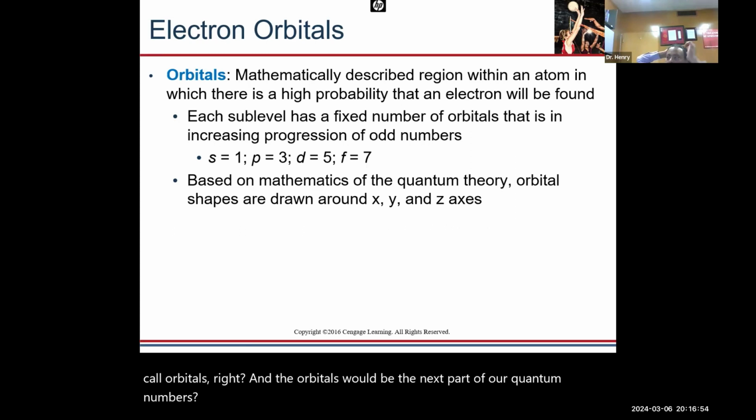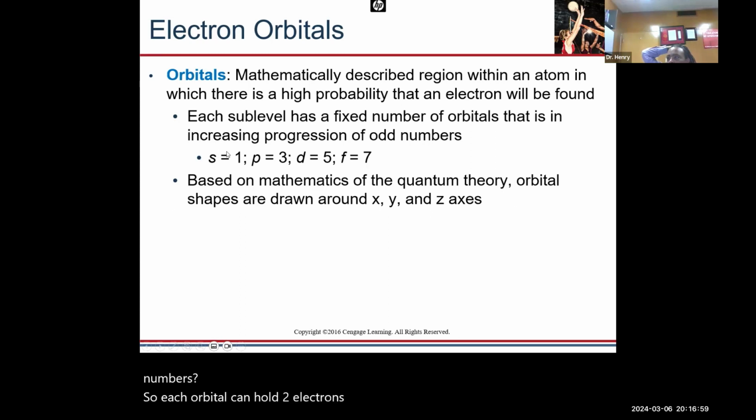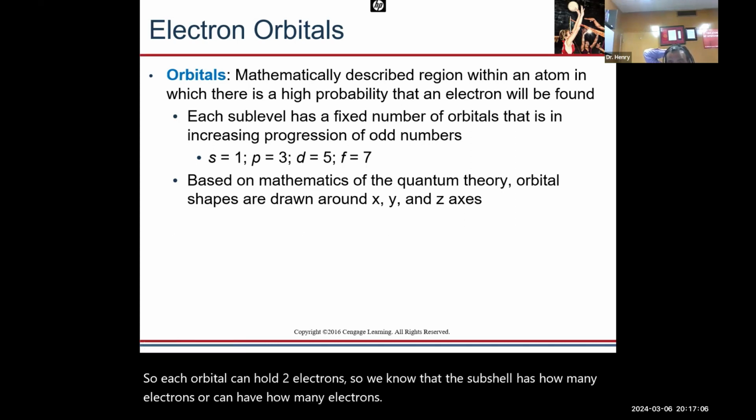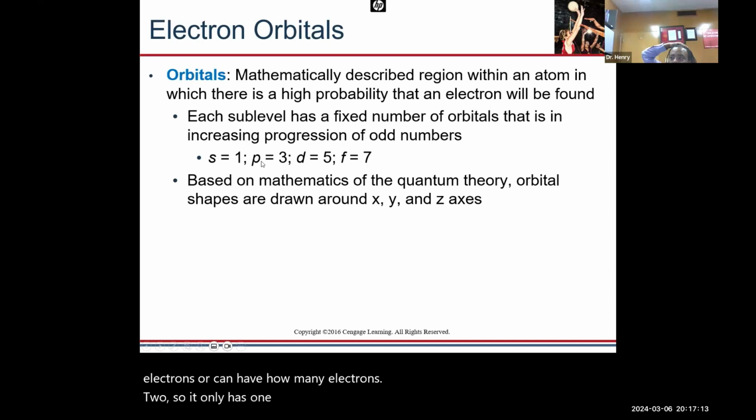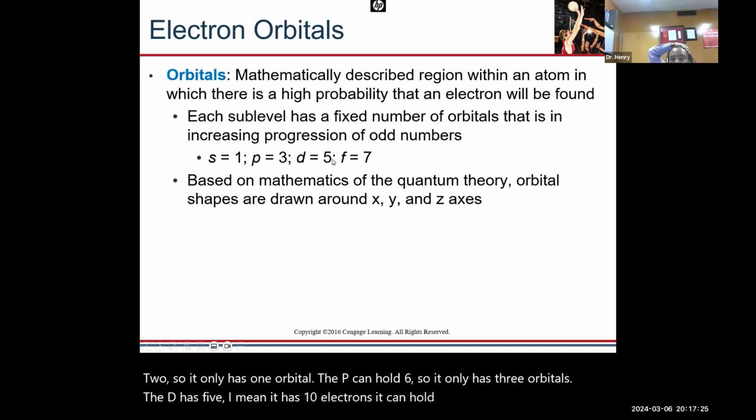So each orbital can hold 2 electrons. So we know that the s subshell has how many electrons, or can have how many electrons? 2. So it only has 1 orbital. The p can hold 6, so it only has 3 orbitals. The d has 10 electrons. It has 5 orbitals.